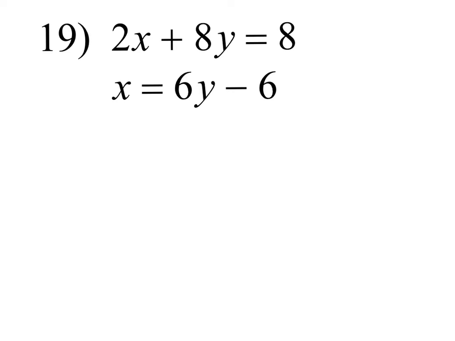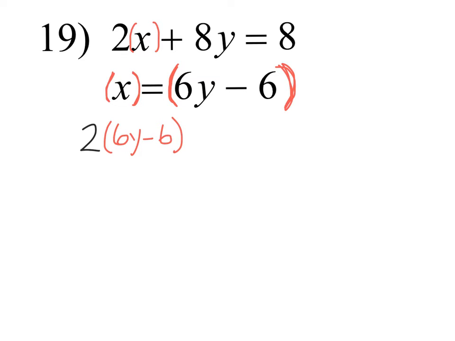In number 19, I'm presented with something that is equal to x. The sentence 6y minus 6. Looking back at my first equation, there's an x right here, which means that I can take that x out, and in its place, I can put 6y minus 6. So I'm going to do that down below. 2 times x, well, actually I don't want to put the x there, I want to replace it. 6y minus 6 plus 8y equals 8.